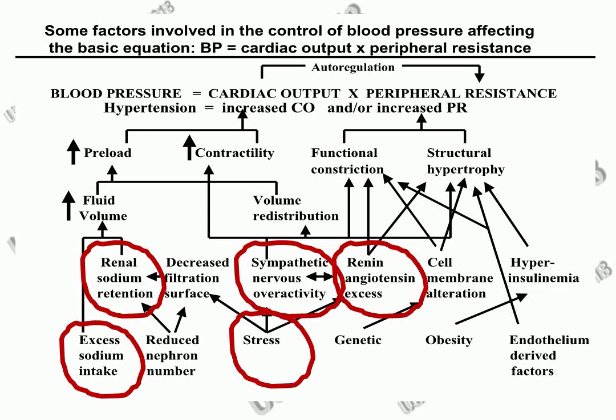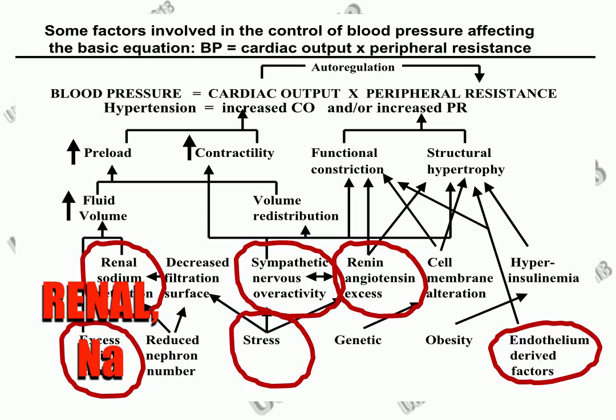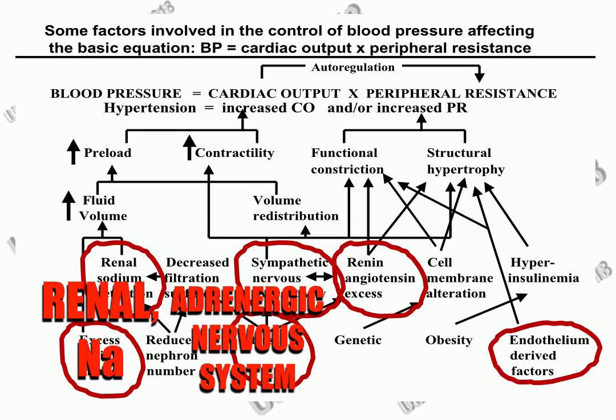And finally, endothelium-derived factors that can affect the blood vessel, causing vascular remodeling or hypertrophy, can also affect the equation. And so if you take a look at all these different factors, you can actually surmise that there are mainly 4 main pathophysiologic mechanisms in hypertension. The renal mechanism, that is contributed by sodium or sodium excess. Then you have your adrenergic nervous system, which basically reflects your sympathetic nervous system overactivity.